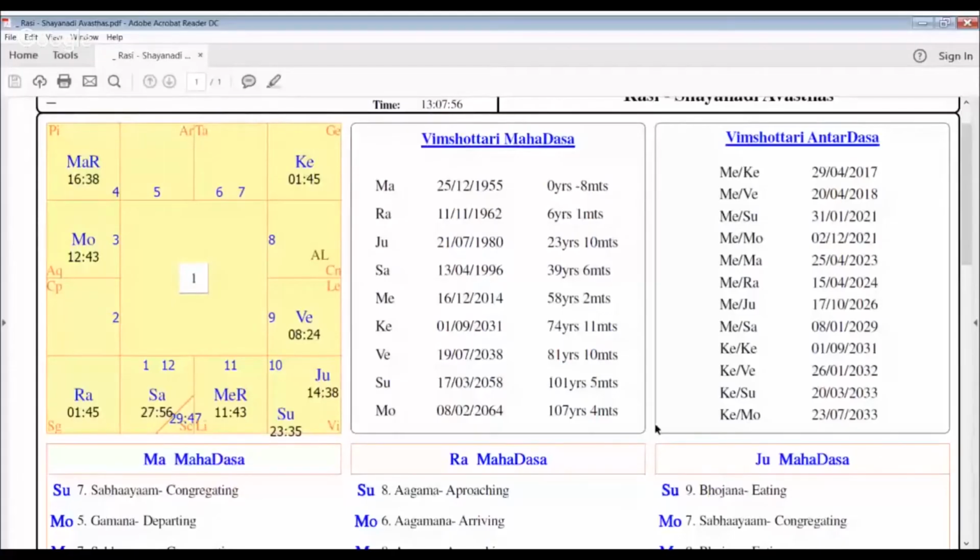Okay, so here, pardon me, you will see the Shayanaadi Avasthas screen. I do a lot of work with house cusps, which is why you see all these blue numbers. House cusps tend to give more precision. And because I also do a lot of work with nakshatras, with house cusps, you can have nakshatras connected to the houses, and that adds a whole other layer to the interpretation.